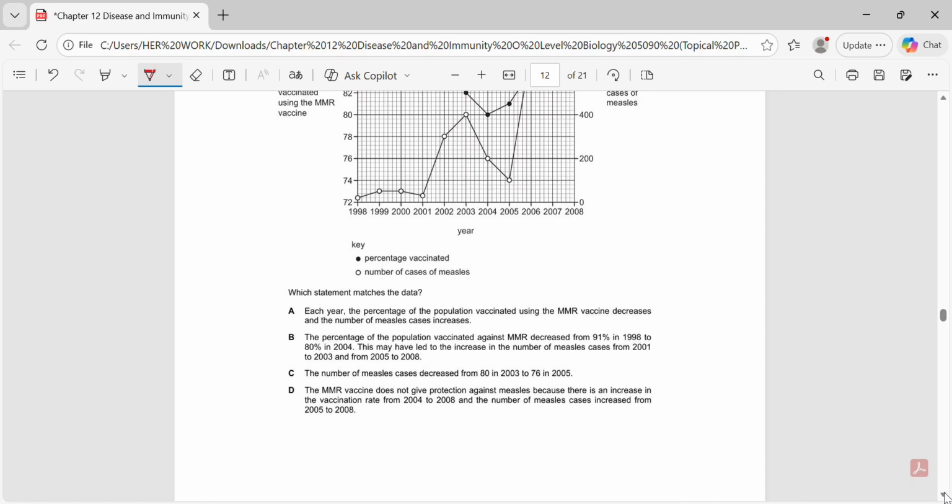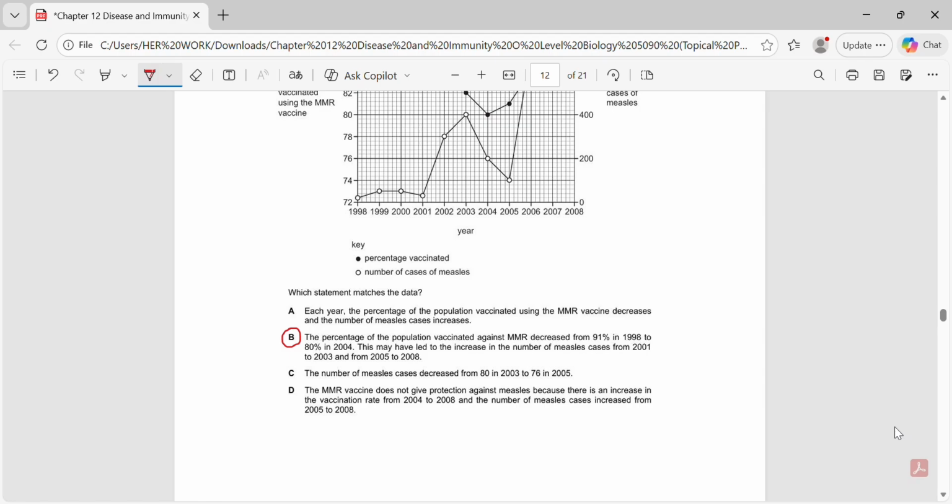Looking at the actual numbers, vaccination was 91% in 1998 and dropped to 80% in 2004. This decline in herd immunity corresponds with spikes in measles cases, which makes statement B correct. Statement C is wrong because in 2003, there were about 400 cases, not 80, and in 2005, about 150, not 76. This mistake happens when the numbers from the vaccination axis are used instead of the cases axis. Statement D is also incorrect because while cases rose from 2005 to 2008, this was due to the lag effect from previous low vaccination years.